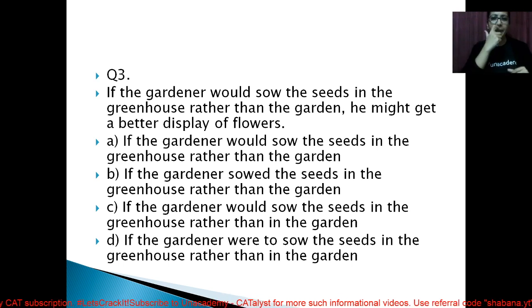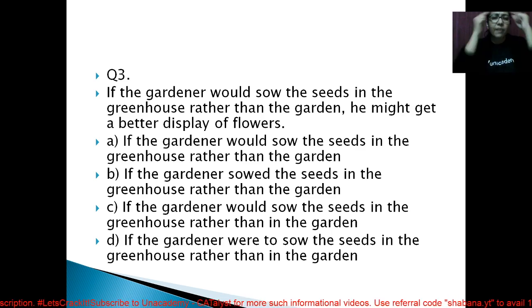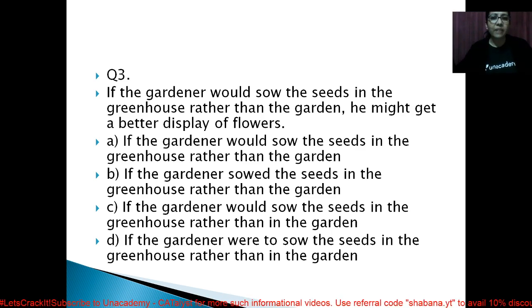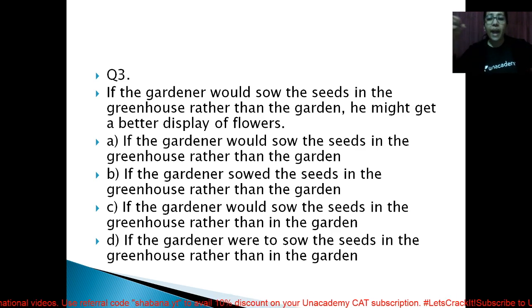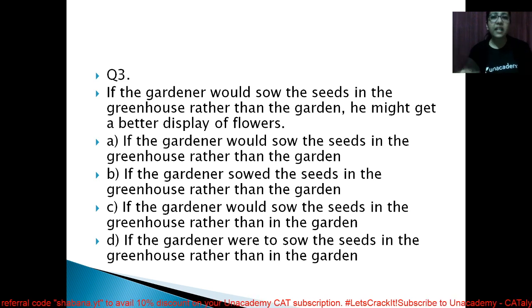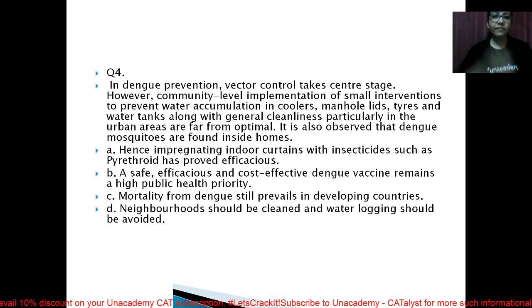Are you getting my point? Rather than beech mein dikha, remember this point, dono side balance karna hai, parallelism karna hai. So remember, rather than ke pehle jab in the greenhouse hai, to aage mein bhi in the garden aana chahiye. I hope you got those two points that I just explained. One is parallelism, rather than laga karke, and the other is jab agar aapne might lagaya hai udhar, to idhar aap would nahi laga sakte. You simply use, if he does it, he might get that, or if he were to do this, he might get that. Right, Kaushik? Wonderful. Number three, done. Number four, please.